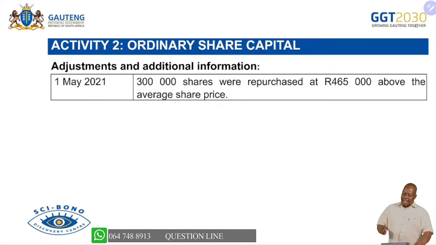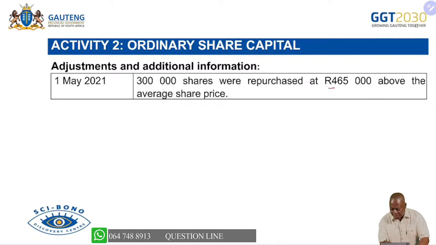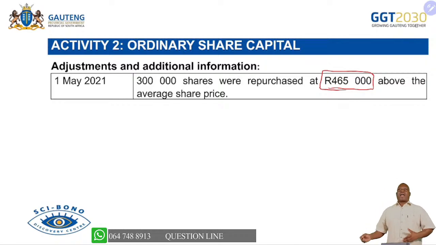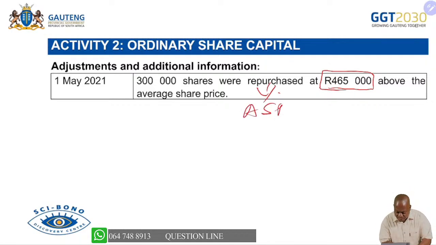And then they are saying at 465,000 above the average share price. Oh, 465,000 above the share price. Now, remember, whenever we are repurchasing shares, something should come to your mind. We need to know the average share price.